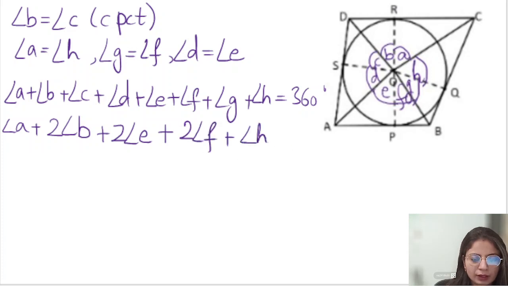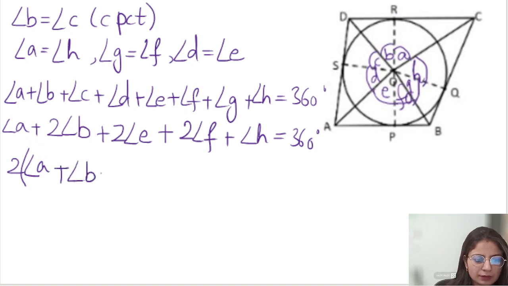and plus angle H as it is. This is 360. Now angle A equals angle H, so I can write it as twice angle A, right? So taking 2 common, I have angle A plus angle B plus angle E plus angle F.